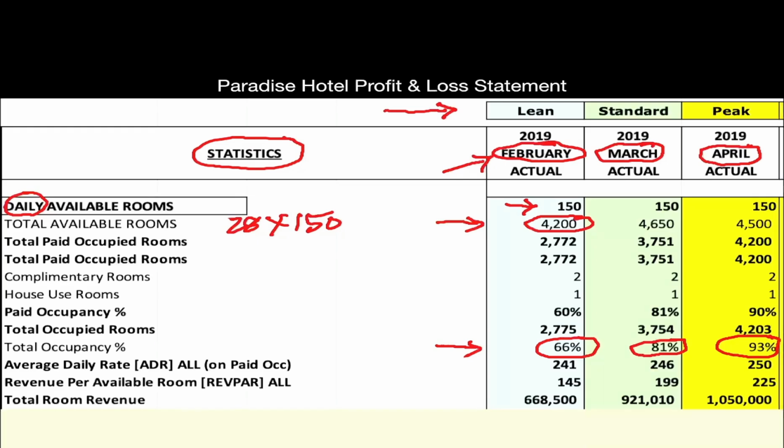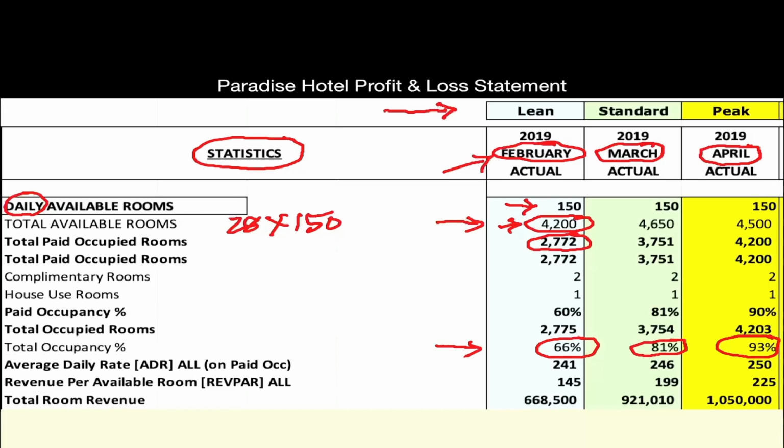Note one row below that is the total paid occupied rooms. A hotel occupancy has two major elements: paid occupancy and total occupancy. We'll talk about paid occupancy. So in this case, the paid occupied rooms are simply the number of rooms that have a revenue generation in the month of February compared to the total rooms available, 4,200, which we just saw earlier.